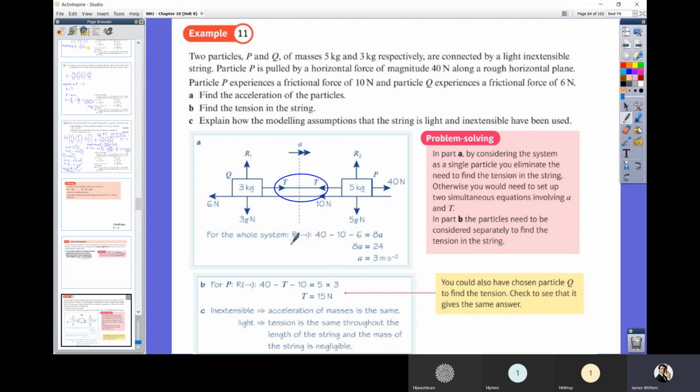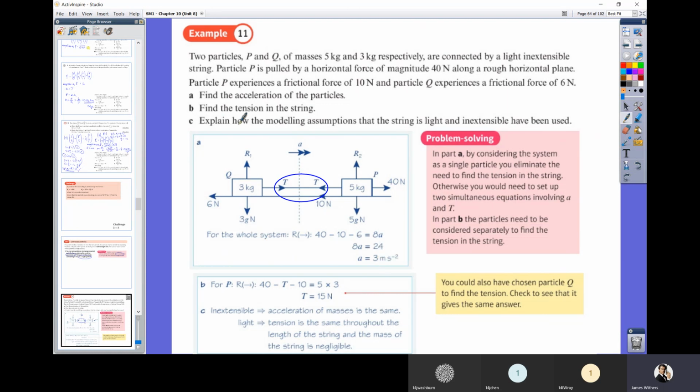If we look at the system as a whole, we're doing F equals MA, resolving left to right. So any forces going to the right are positive. Our net force is the 40, take away the 10, take away the 6. That's our F. And that equals our combined mass of 8 kilograms times the acceleration, which is our unknown. That allows us to work out that the acceleration for the whole is 3.